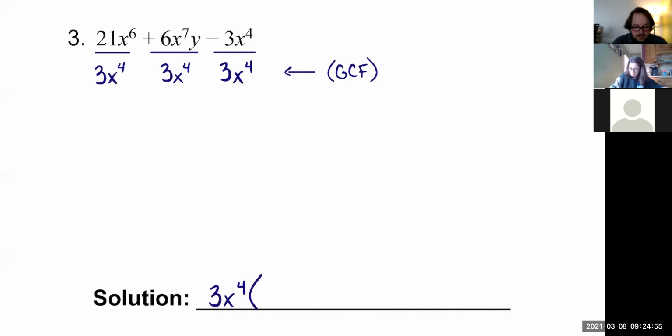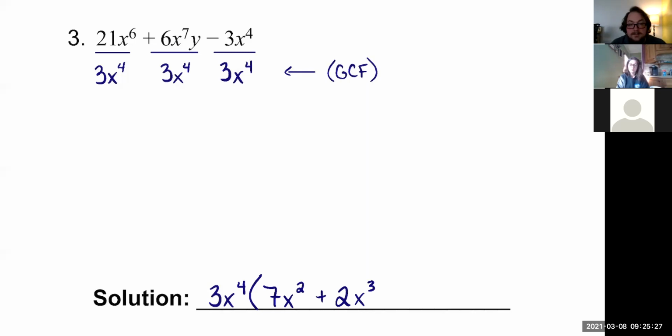Then we go through 21 divided by 3 gives me 7. X to the 6th divided by x to the 4th is x to the second, because there were 6, we took 4 away. There's only 2 left. That takes care of the first term. Second term, 6 divided by 3 gives me a 2. X to the 7th divided by x to the 4th gives 3, x to the 3rd.